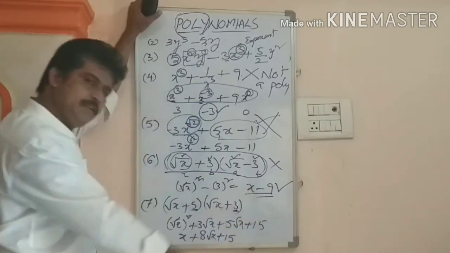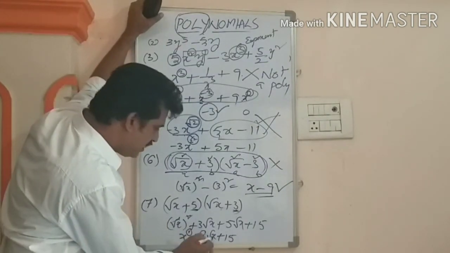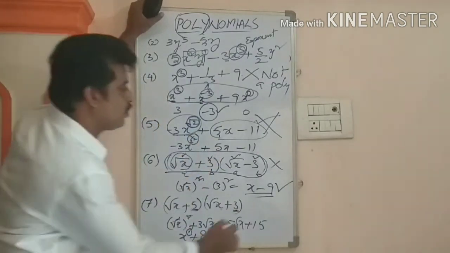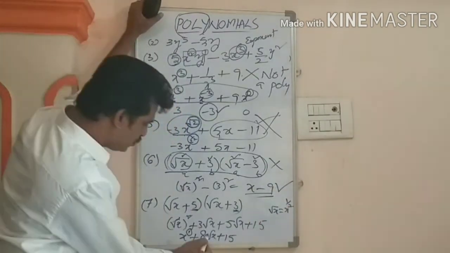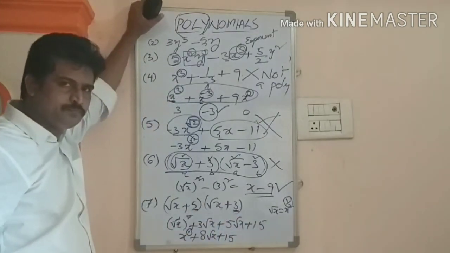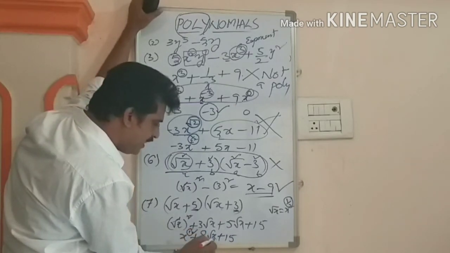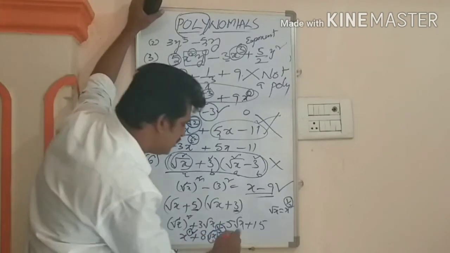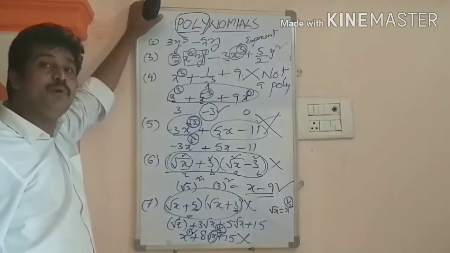Plus 15. Now if you observe, this is x to the power 1. The power is 1. Here root x is nothing but x to the power 1 by 2. So here the power is 1 by 2. 15x to the power 0. So when you observe all the 3 monomials, here power is an integer, but here this power is 1 by 2. Therefore it is not an integer, so it is not a polynomial.